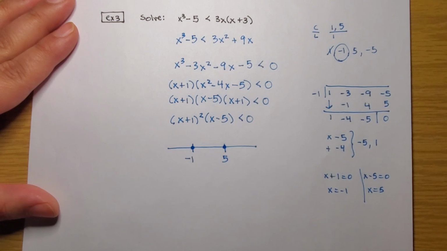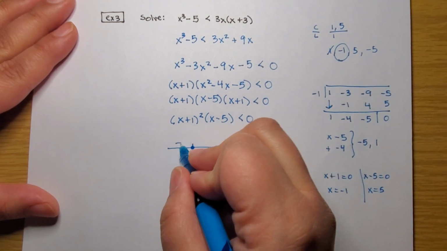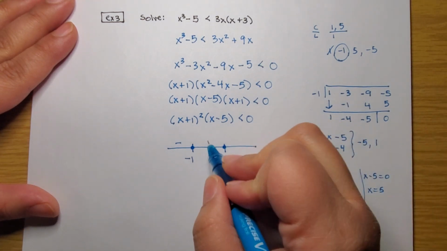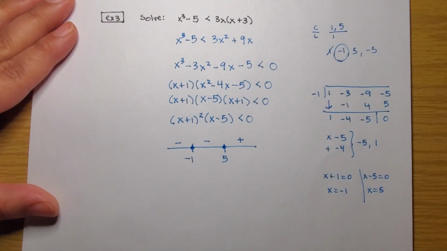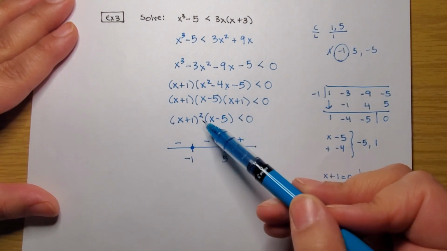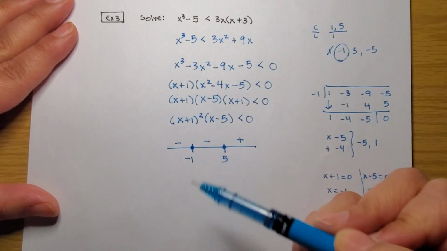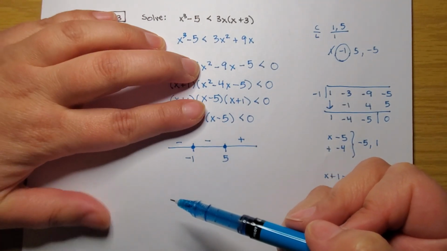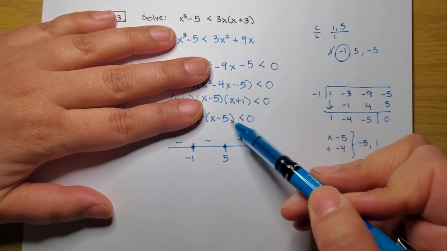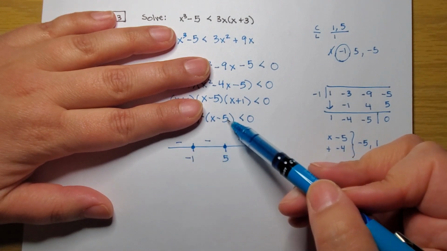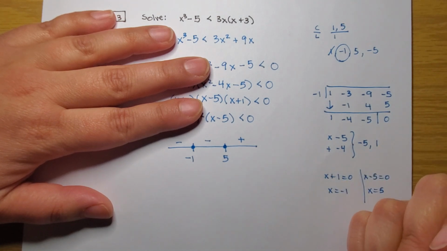All right, so let's say I pick -2. I'm going to get a negative. If I pick 0, I get a negative. And if I pick 6, I get a positive. Here's how I was able to do that so quickly. See how this is squared? That means no matter what number is in here, I'm going to get a positive. So really my shortcut is just to look at x minus 5. So -2 minus 5 is negative, 0 minus 5 is negative, and 6 minus 5 is positive.